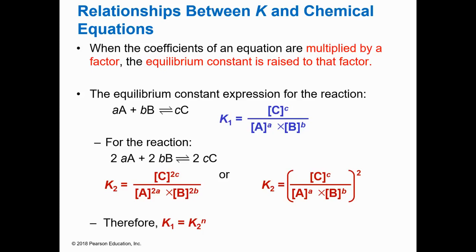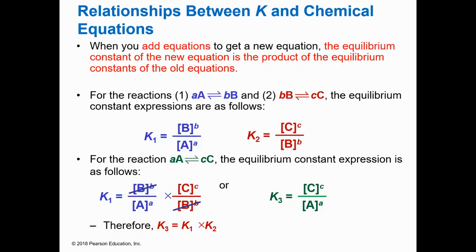If we multiply our equation, that means our expression is raised to that power. Okay, so that also means K can be raised to that power. So here we multiplied our first equation by 2, so our whole expression got squared. That means our K value also got squared from 1 to 2.